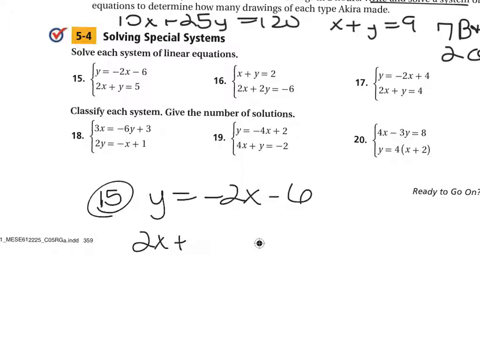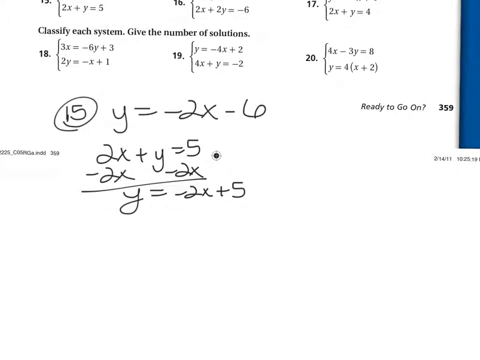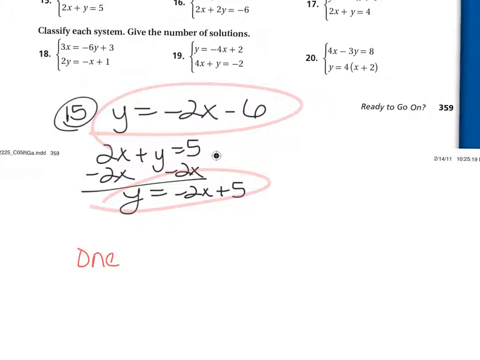I need to move the 2x to the right side by subtracting it. And then I get y equals -2x plus 5. Okay? Now that we've done that, and we have this equation and this equation to compare, what do we notice we have? What's the same? Making it what? How many solutions? No solution.